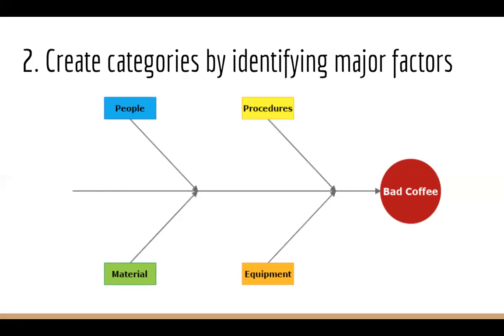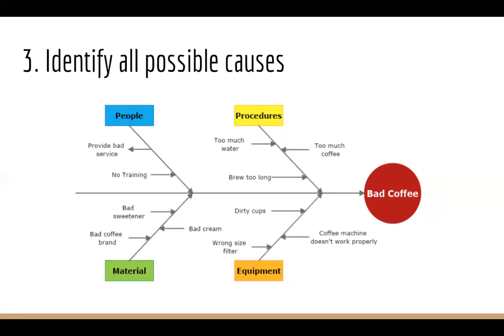So next, we're going to identify each of the possible causes in each of the categories by brainstorming any possible causes that may be related to that category. We're going to draw lines coming off of the bones like this for each cause.